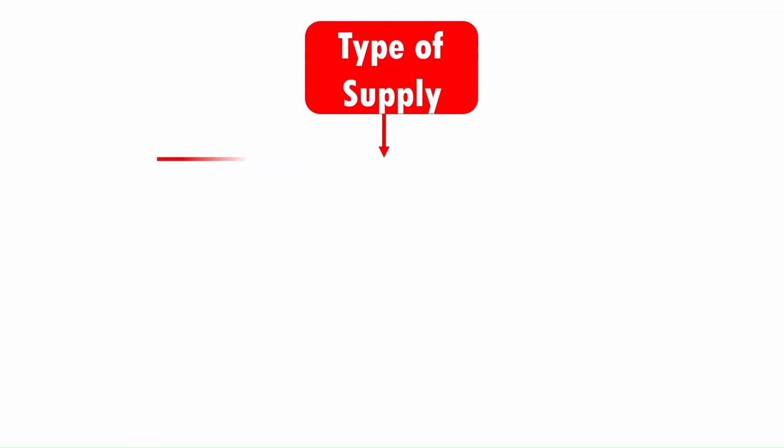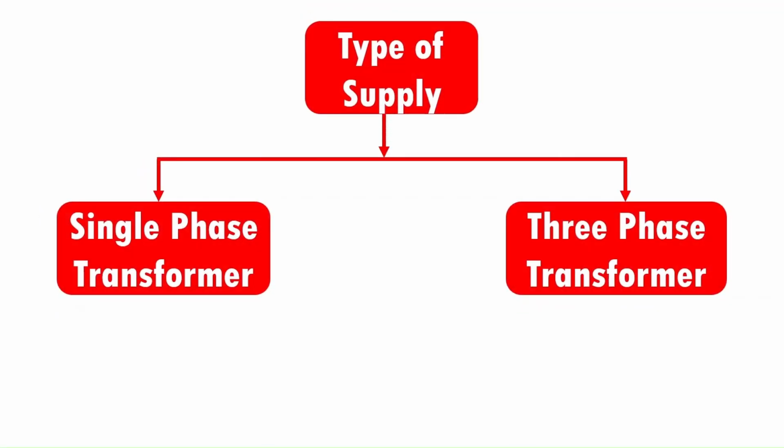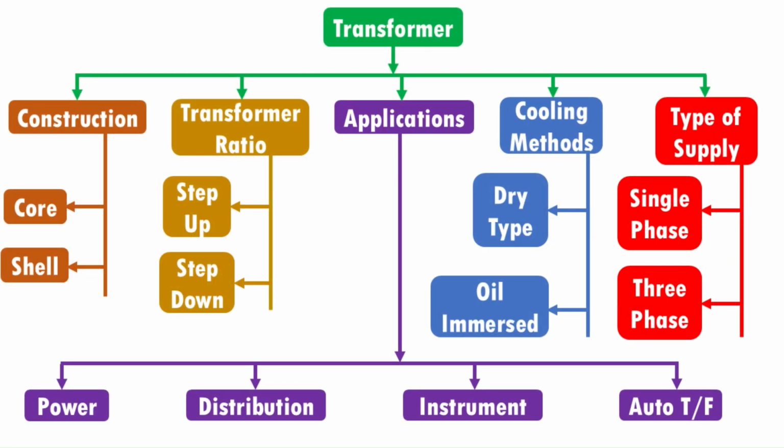Based on the type of supply, transformers are classified as single phase and three phase transformers. A single phase transformer is a type of transformer designed to work with a single phase AC power supply, while a three phase transformer is designed to work with a three phase AC power supply. So friends, these are the different types of transformers.